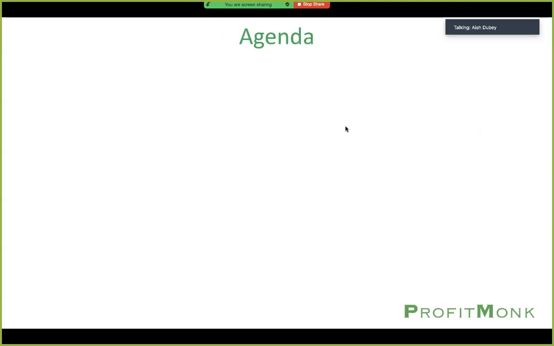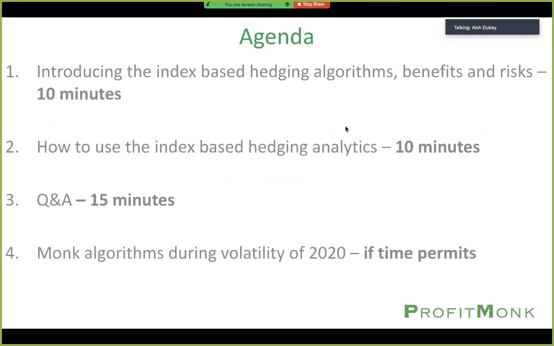So, having that out of the way, this is the agenda we are going to try and follow. Let's see how far we get. I'll introduce the index-based hedging algorithms that are now online on ProfitMonk.com, their benefits and risks. Try to finish it in the first 10 minutes. How to use these algorithms in the next 10. That should leave us about 15 minutes for Q&A. I do not think we will be able to go to anything else, and that's why I pushed this last item of the agenda to if time permits, but I'm reasonably sure that we will not go there.